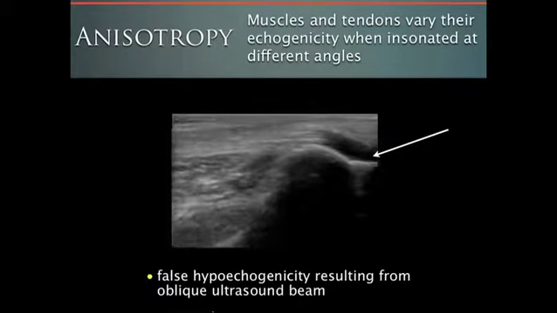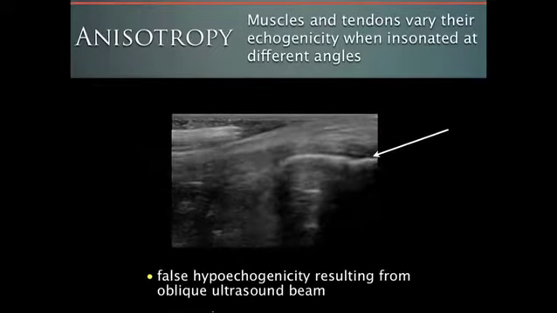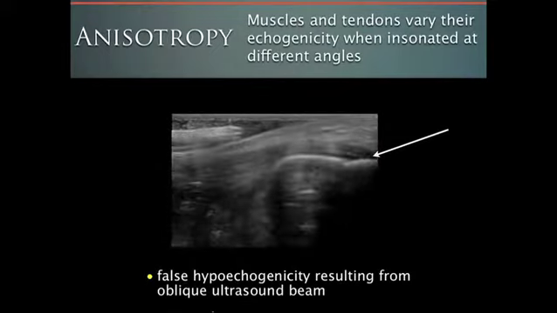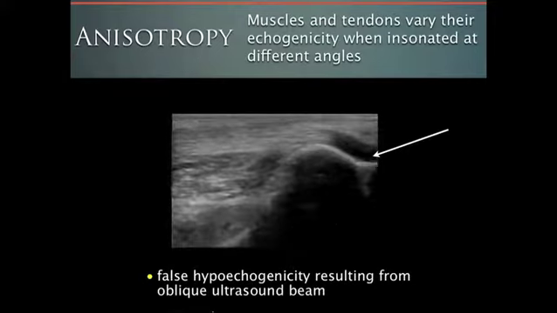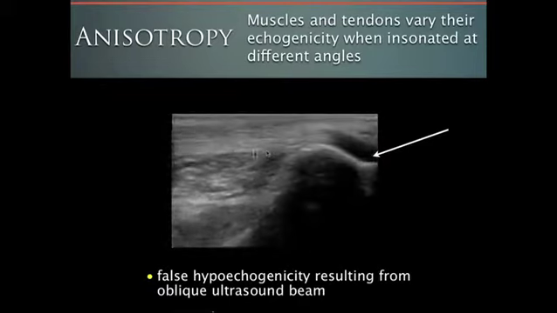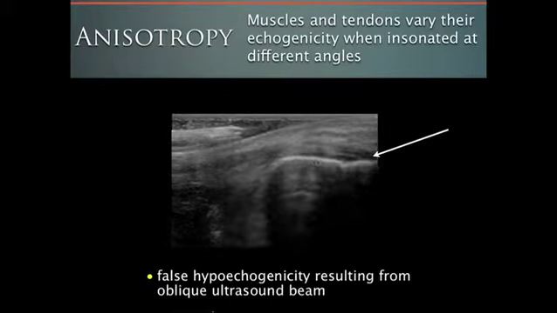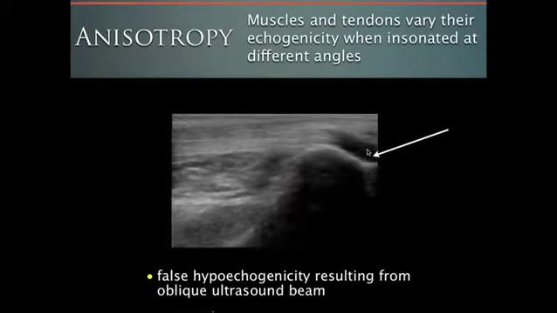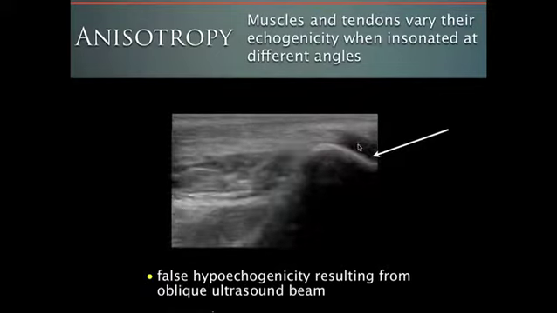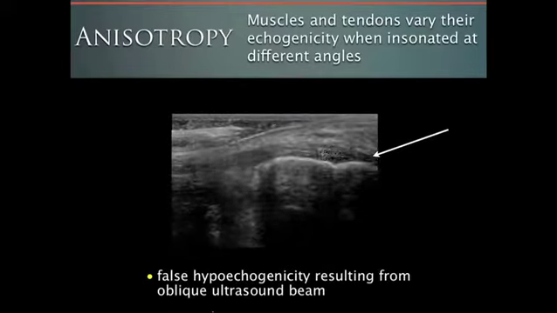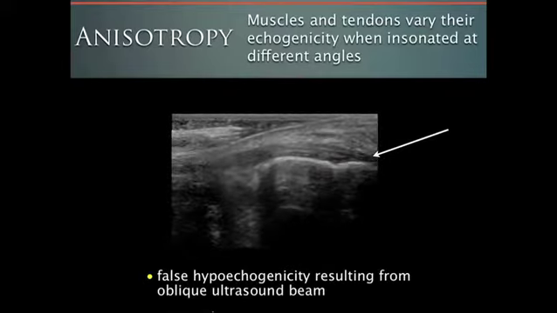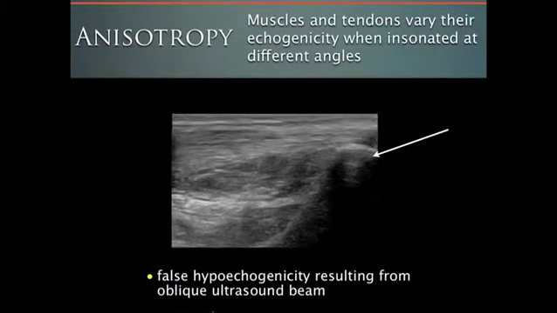And as this video demonstrates, the arrow points to the tendon. And along most portions of that tendon, the tendon is quite hyperechoic, as we can see here in its linear striations. But as we get to the edge of this tendon where the angle of insonation may be different, it appears falsely hypoechoic right over here.